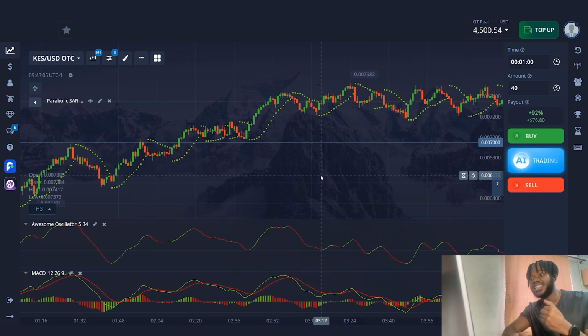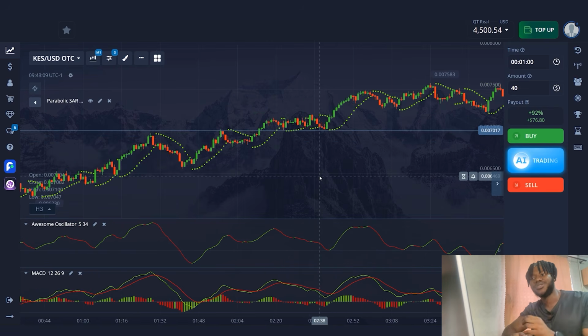It's a great strategy even for a novice trader, but it requires you to be very careful.